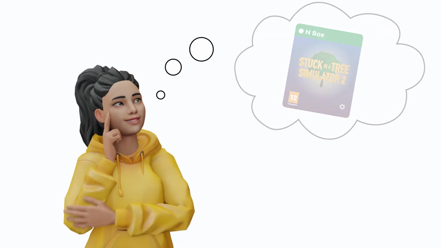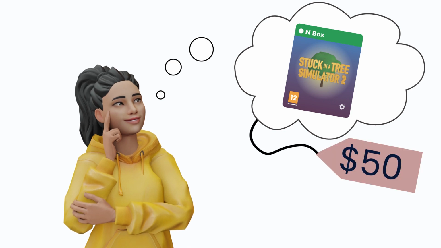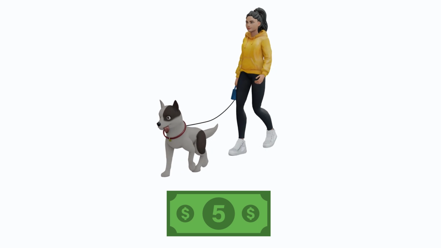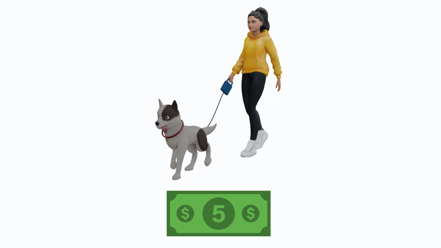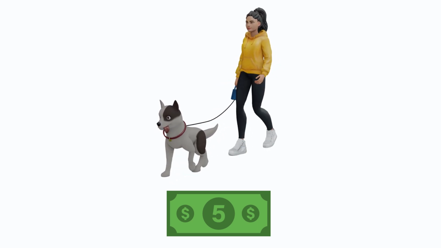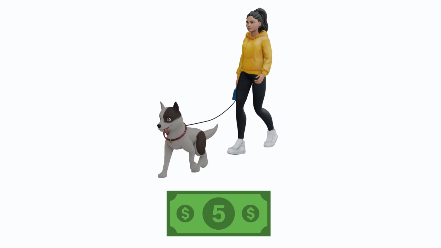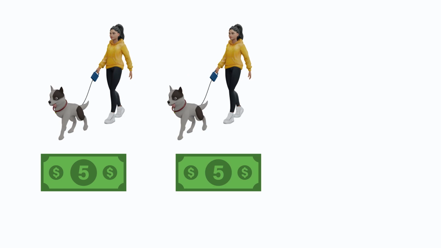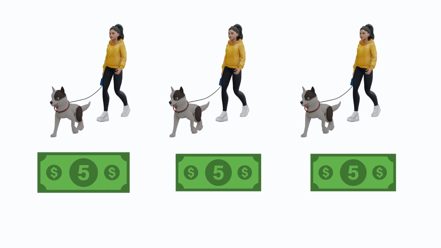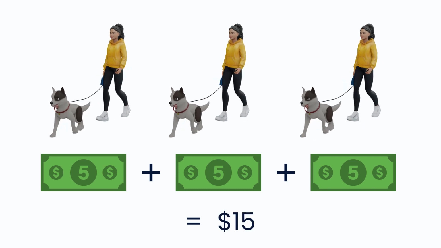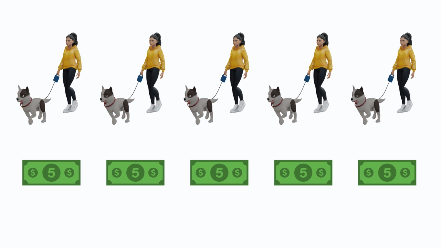Mary wants to buy a new game that costs $50. She gets $5 every time she takes her neighbor's quirky dog for a walk. How many times does she have to walk the dog in order to save enough money to buy the game? If she walks the dog 3 times, she gets 5 plus 5 plus 5 equals $15. That's not enough. What about 5 times?